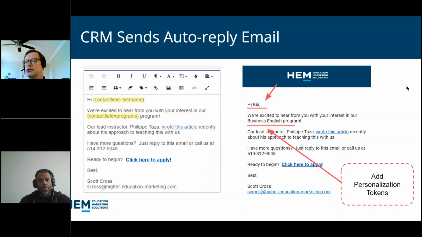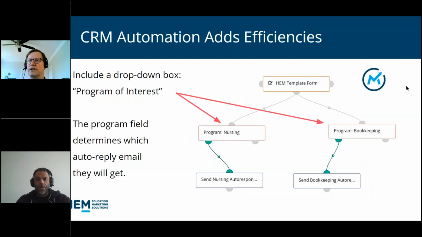The Mautic CRM can allow you to plant these tokens into your automated emails, and it's a big help in terms of how your email is received. And this is what this type of automation looks like inside the Mautic CRM. This is a pretty basic automation that just says if they've filled out the form and they've indicated to the left that their program of choice is nursing, well, they'll get the nursing email. If they've indicated the program on the right is bookkeeping instead, they'll get a bookkeeping thank you email. So it's that simple, and we'll show you some more in-depth ones.